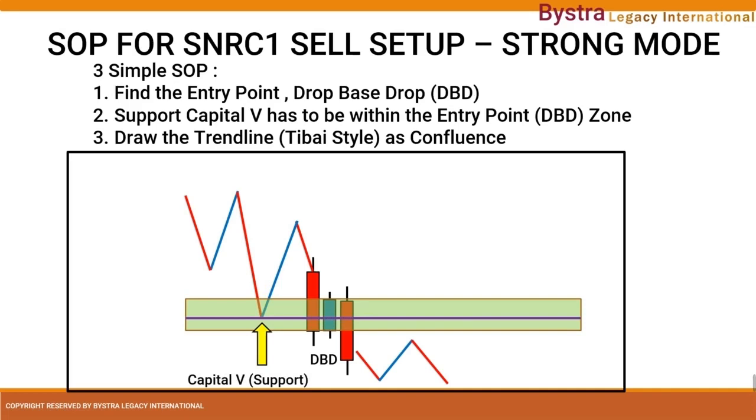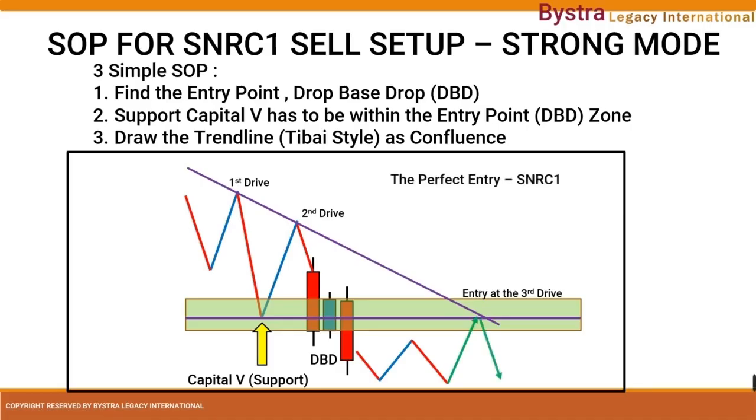The next thing we should do is draw our trend line. So we have the first drive, second drive, and we always enter at the third trend line. Price will then come into this area and continue on the downtrend. So this is the perfect entry for the SNRC1.